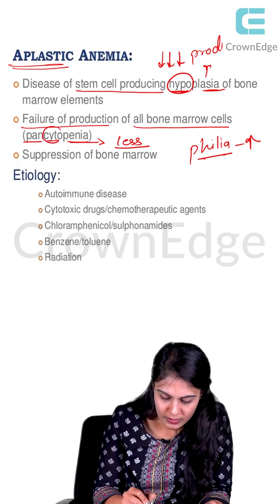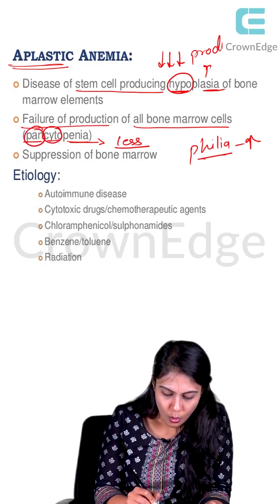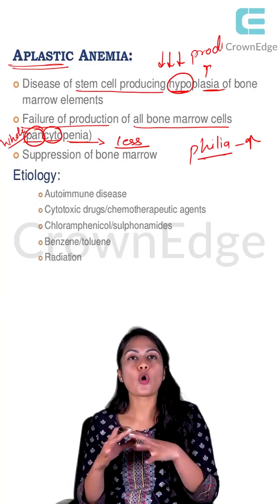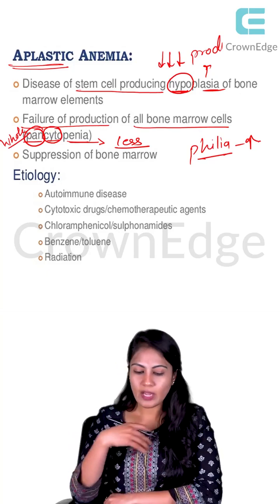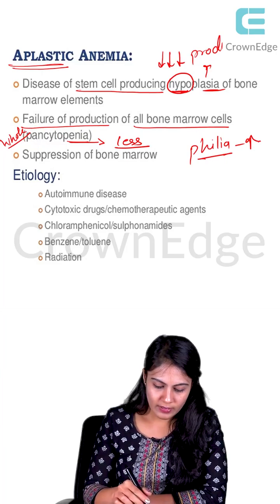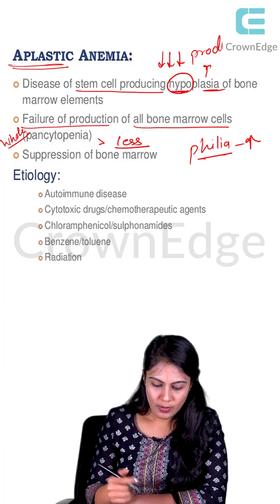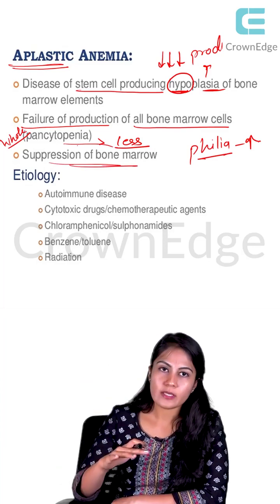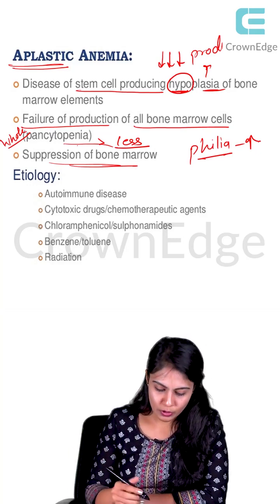We know cyto means cells and pan means whole. Pan means all or whole cells, right? So everything is reduced inside the bone marrow, and that's why we call it pancytopenia, right? The suppression of the bone marrow. The bone marrow is suppressed, so it is not able to produce many cells.